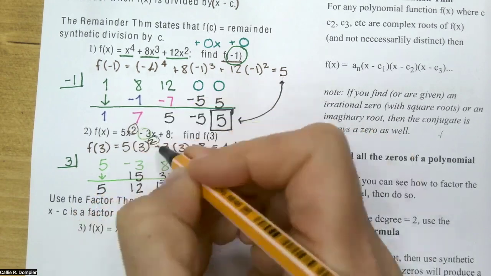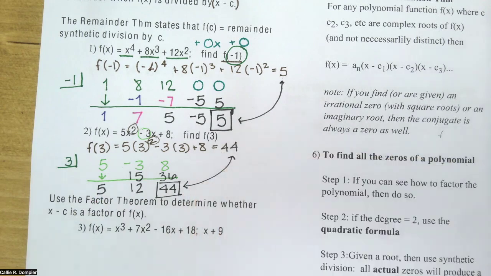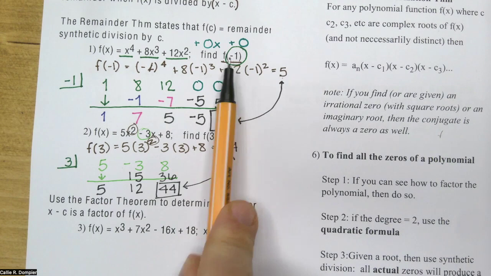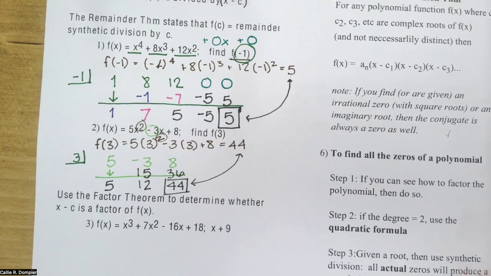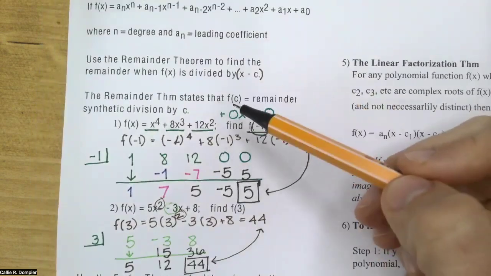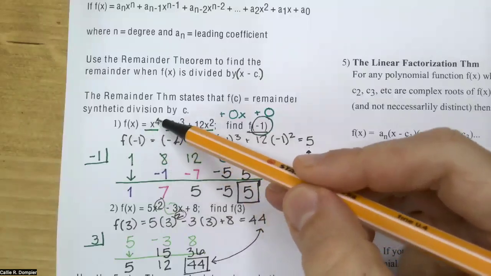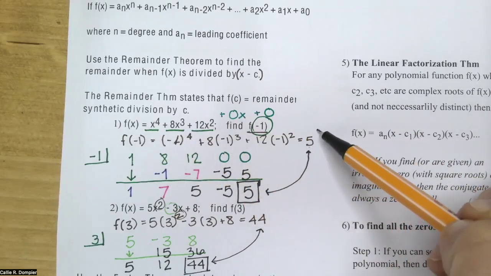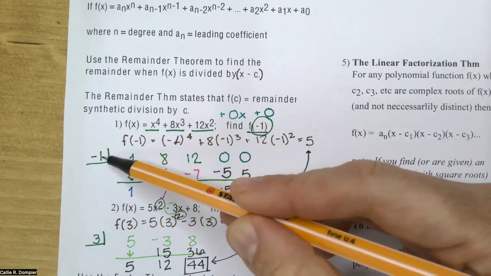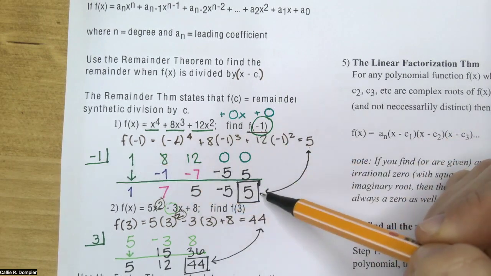because we have divided the whole polynomial by c. In this case, c was 3. In this case, c was -1. Good? Okay. Now they want us to use the factor theorem. This was the remainder theorem. The remainder theorem says instead of plugging in that number to make it equal to the remainder, I can use synthetic division to get that same remainder.